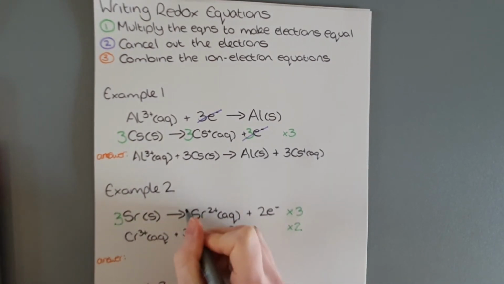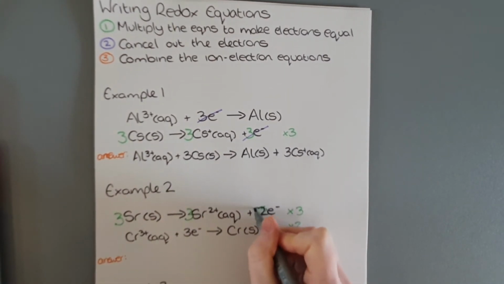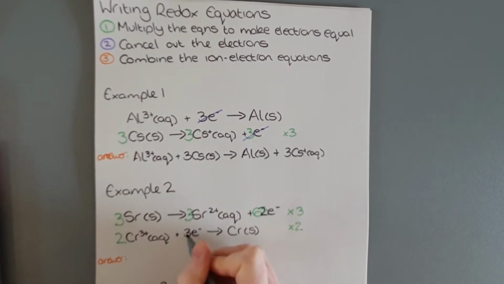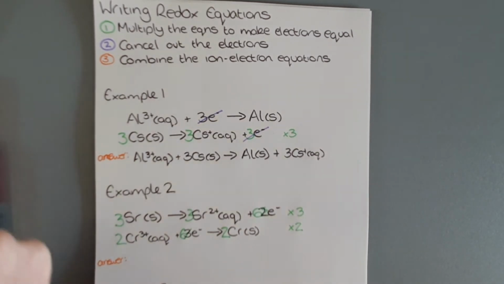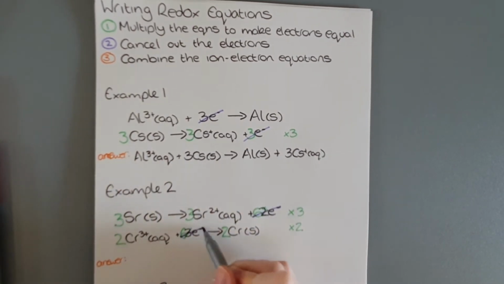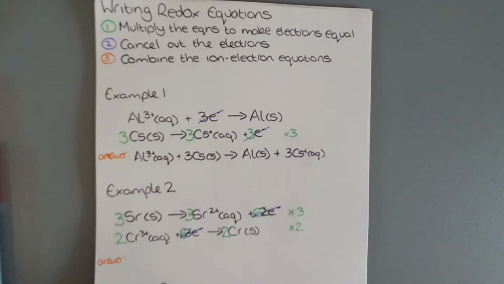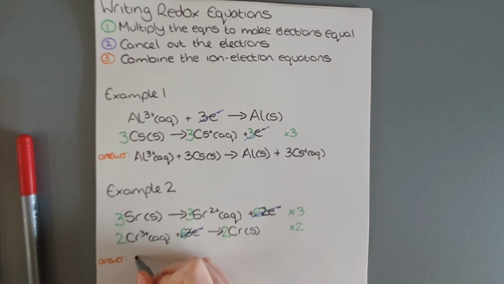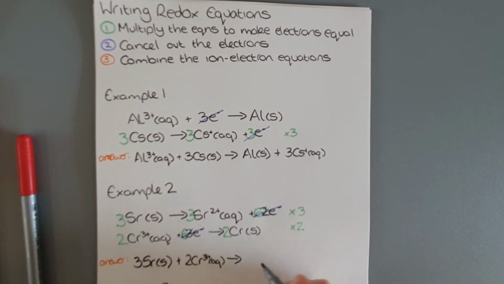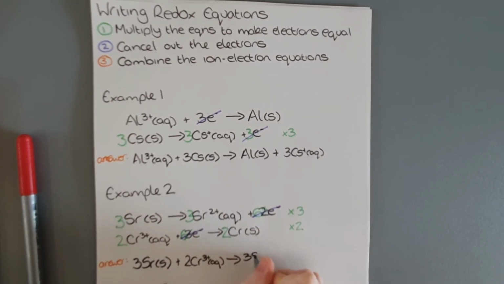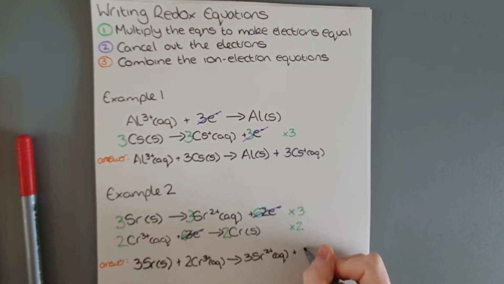So 3, 3, that becomes 6, 2, 6, 2. Then cancel out electrons and rewrite your final answer. So this time I have on the left of the arrow 3 Sr solid plus 2 Cr3+ aqueous. Then my arrow gives me 3 Sr2+ plus 2 Cr solid.